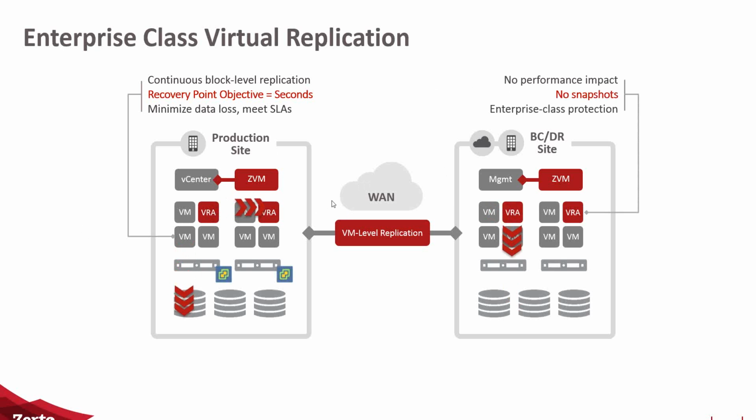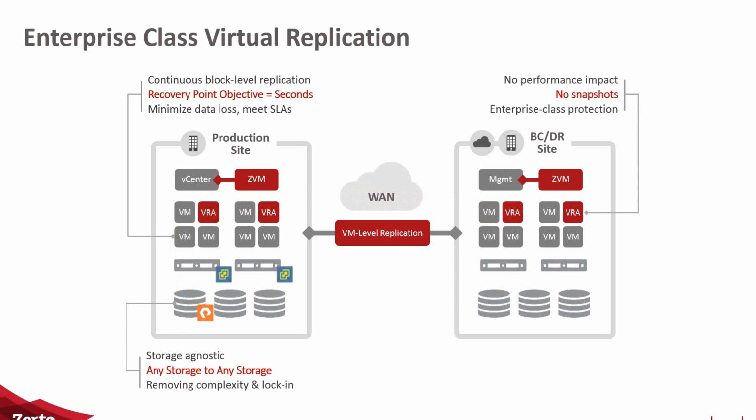So just to continue, for our replication, there's no performance impact because we're not using any form of snapshots, and that's exactly how we deliver this enterprise class protection, because we deliver the RPO of seconds, allowing you to meet your SLAs with no snapshots whatsoever.